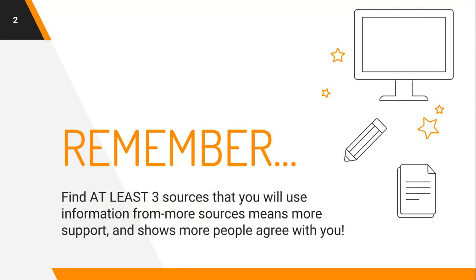Now, remember that you need to find at least 3 sources that you're going to use information from. And the reason that this is a requirement is that more sources means more support, and it shows that more people agree with you. So even if you're doing your research and you find an awesome source that you say, I could cover everything that I need from this source, go ahead and find at least 2 additional sources, because this makes your argument much more well-rounded and shows that you've put the time into learning this information, and also that there are more people who support what you have to say.